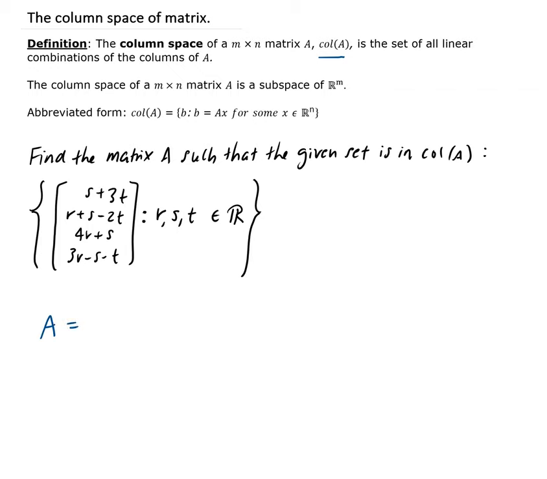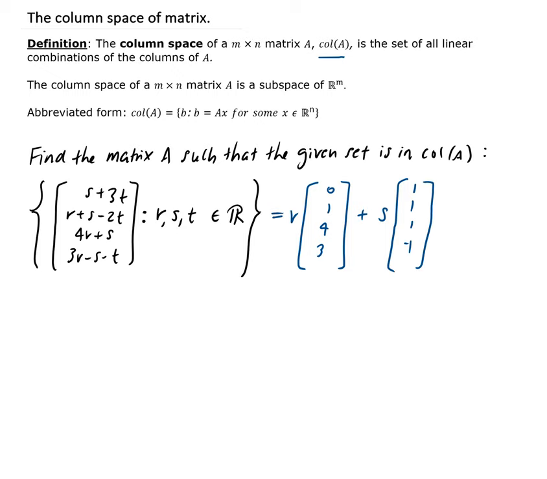So first, let's expand this out. This set can be written as R times the vector (0, 1, 4, 3), and then S times the vector (1, 1, 1, -1), and then for T, we have (3, -2, 0, -1). So that's written in parametric form.